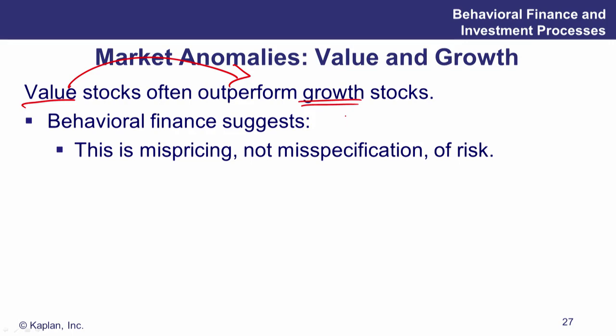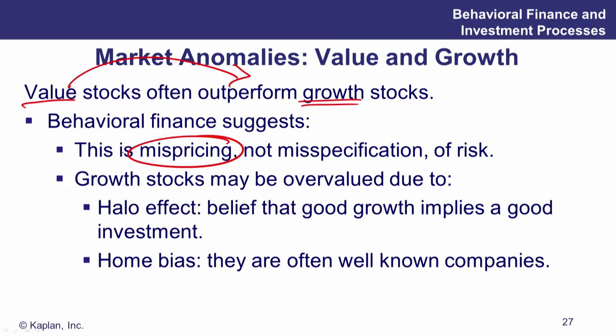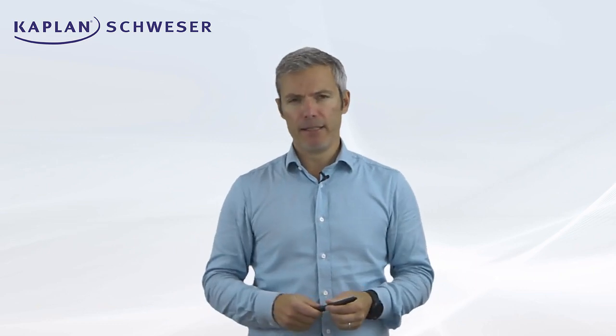Behavioral finance suggests it is a mispricing, and that it's not so much that value stocks are cheap. It might be more to do with growth stocks being overvalued, attracting investors that tend to bid the share price up too much. There might be the halo effect that good growth implies good investment. We saw that earlier, didn't we? Looking at a company and thinking, well, it's a good company, therefore it must be a good investment. That doesn't necessarily flow through. That's called the halo effect. This halo around the stock price exists because the company itself is a good company in terms of growth.